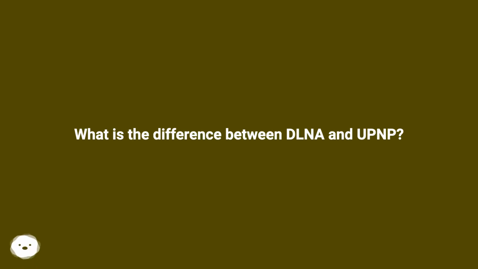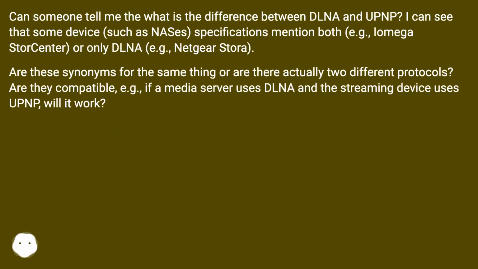What is the difference between DLNA and UPnP? Can someone tell me what is the difference between DLNA and UPnP? I can see that some devices, such as NASes, mention both in their specifications, e.g., the iOmega StorCenter, or only DLNA, e.g., the Netgear Stora. Are these synonyms for the same thing, or are there actually two different protocols?